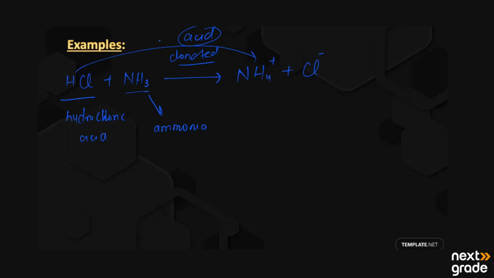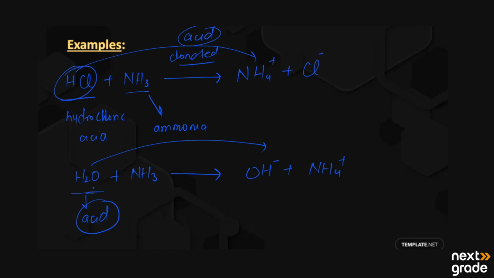We have many other examples, like H2O plus NH3. Here, after the reaction, we gain hydroxide ion and NH4 positive. Here, the water has changed from H2O to OH negative. So H2O acts like an acid over there. So according to the Bronsted-Lowry concept, we can categorize HCl and H2O as acids. This is the example related to the Bronsted-Lowry concept.